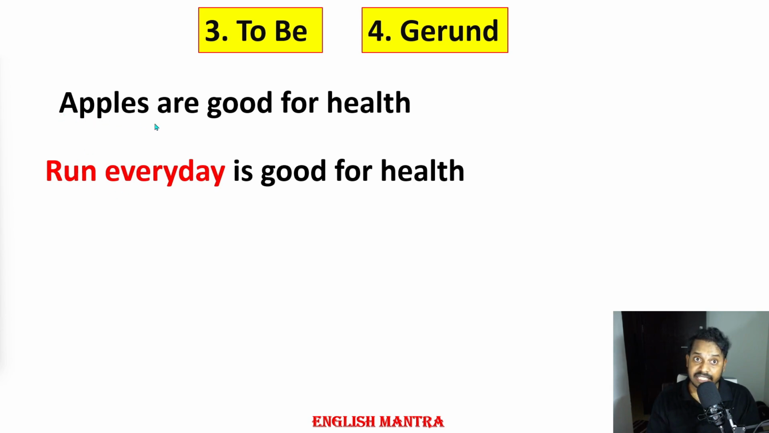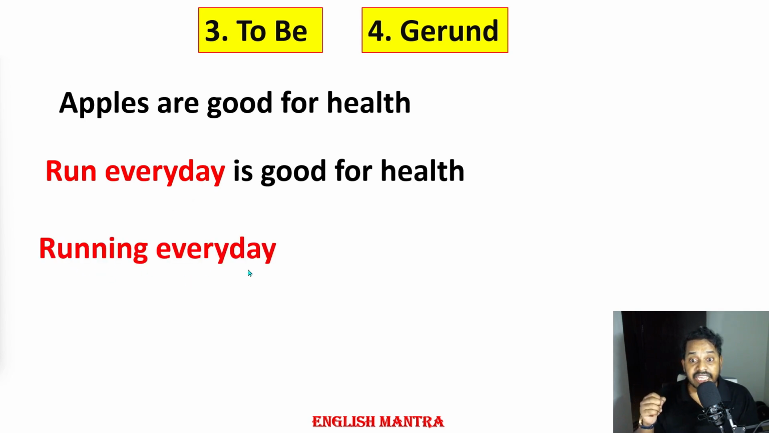Here apples is a noun, so I can say apples are good for health. So it is subject plus verb plus object. But whenever you have to place a verb in a noun's position, then you must change that to either infinitive or gerund. What is a gerund? See, running every day is a gerund. Here, instead of V1 run, I place the verb in its present participle form, and then I use the adverb of frequency. Not "run every day", but running every day. Or I can use an infinitive.